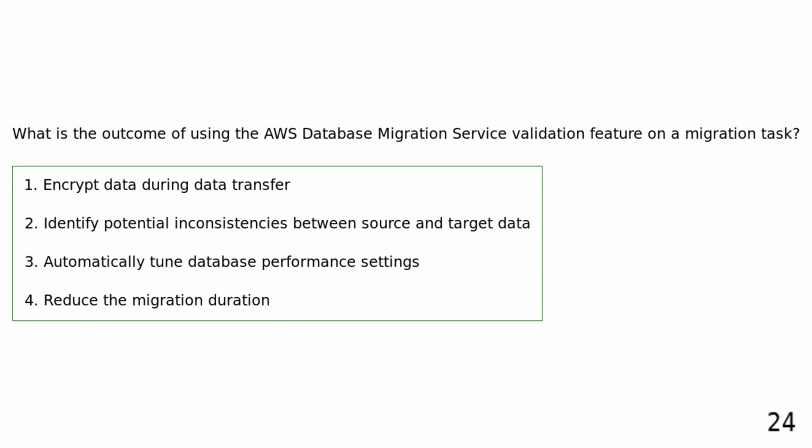What is the outcome of using the AWS Database Migration Service Validation feature on a migration task? Encrypt data during data transfer. Identify potential inconsistencies between source and target data. Automatically tune database performance settings. Reduce the migration duration.